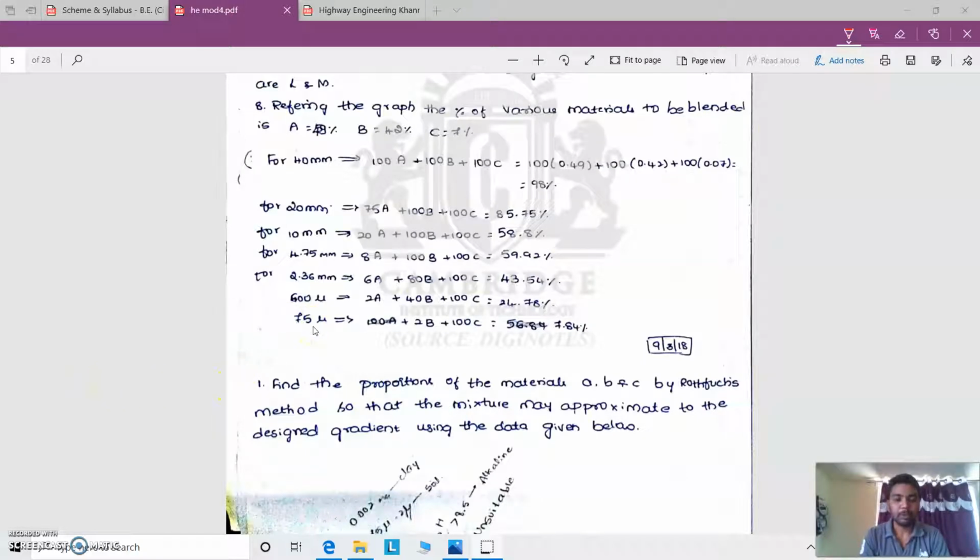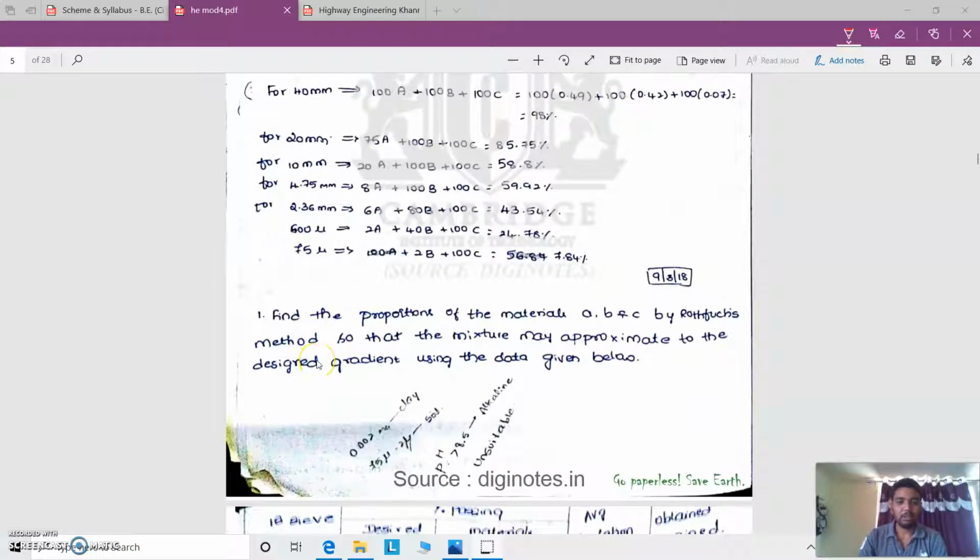Welcome students. As we have discussed in the previous lecture, determination of aggregate materials by the Rutherford method by different materials. They are like A, B, C, which are different soil types.